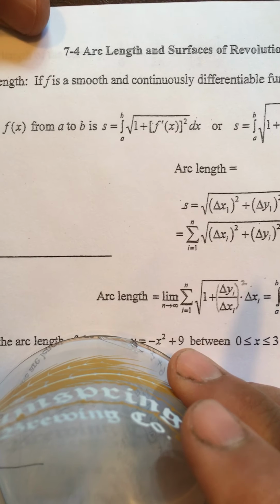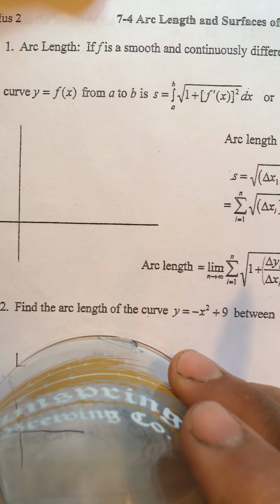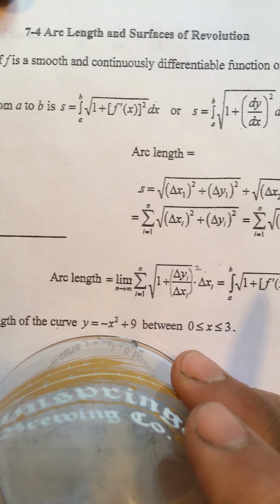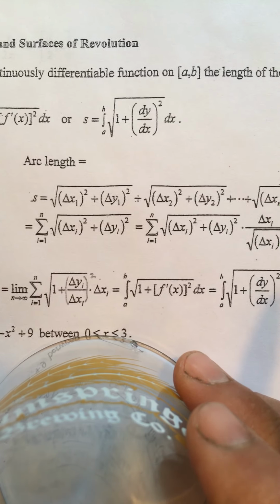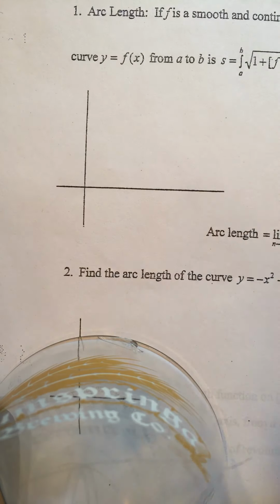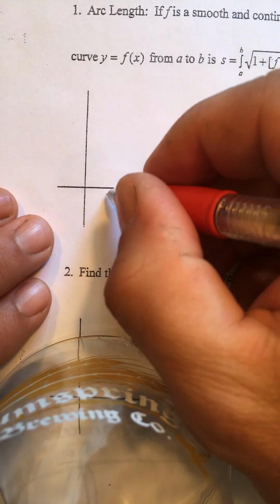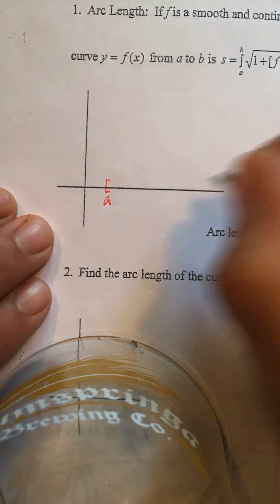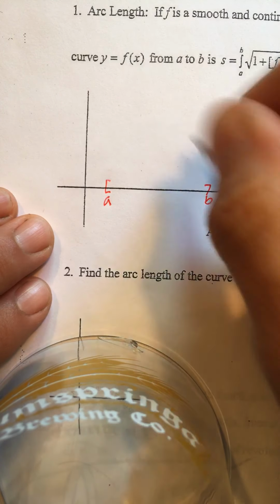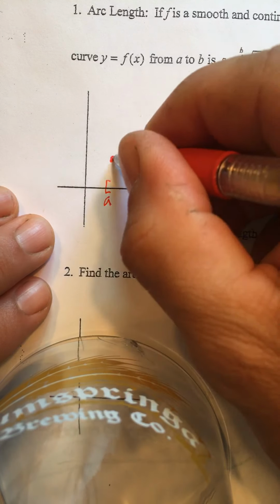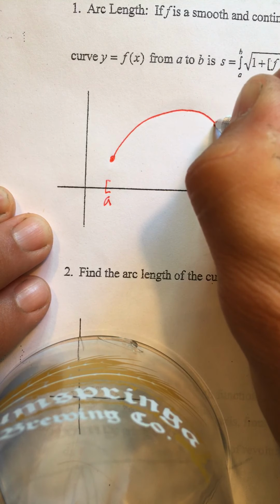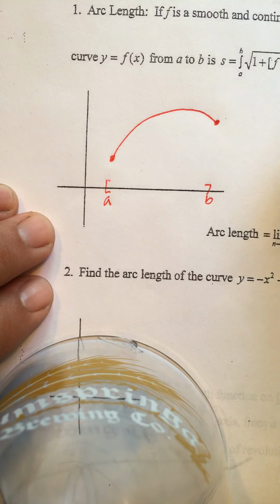But 7-4 finding arc length, we could do this if f is smooth, a continuous differentiable function on an interval a, b, a closed interval. So let's take a look and see what that would look like. Here we have our closed interval from a to b, and we have our curve. We'll just use this one as an example.